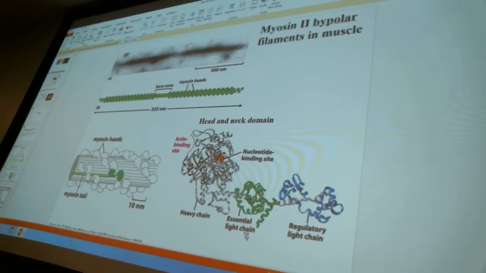Here's the crystal structure of the overall myosin, myosin 2. This is the binding site to the actin, and here we have the ATP binding site. Whereas here are the chains that will undergo mechanical motion during the hydrolysis.